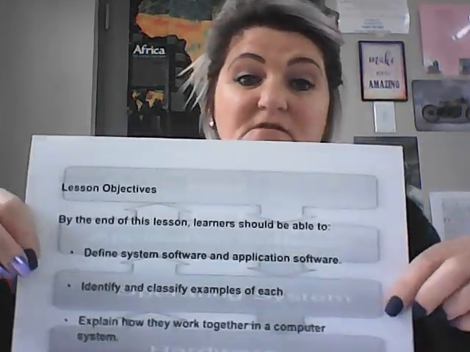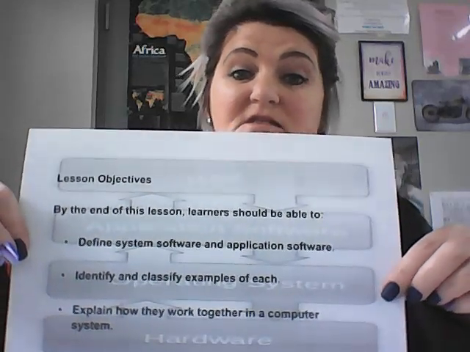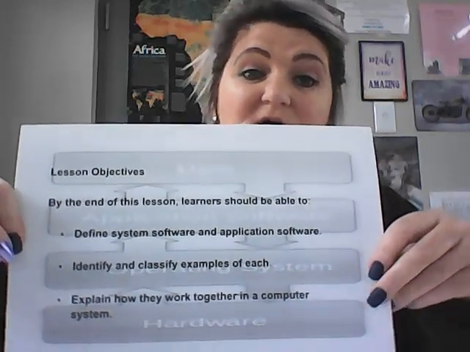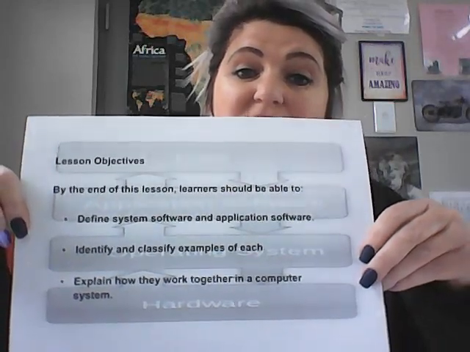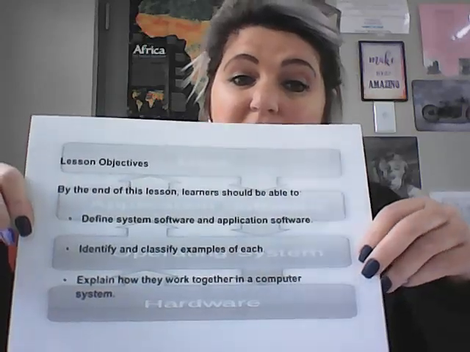So our lesson objectives are to define system software and application software, identify and classify examples of each, and explain how they work together in a computer system. All right, just what I said just now.